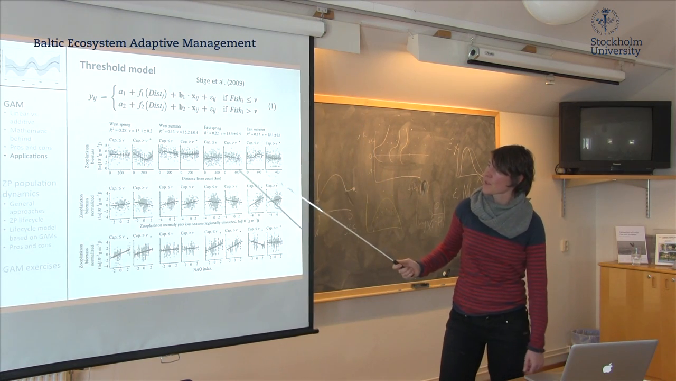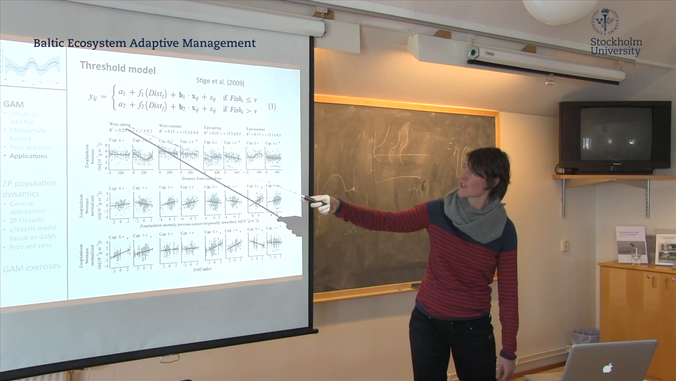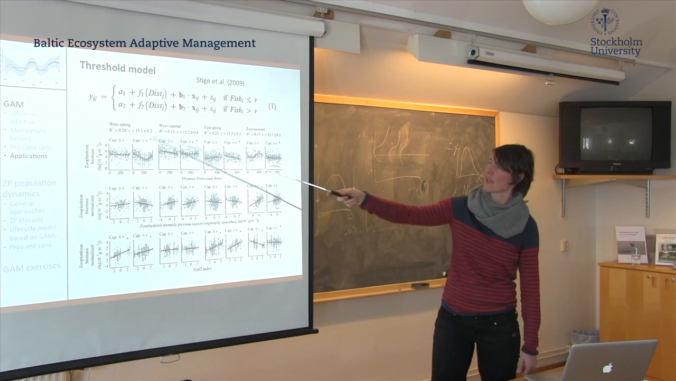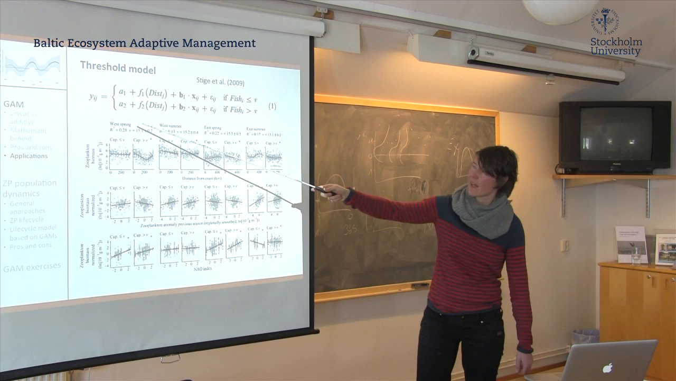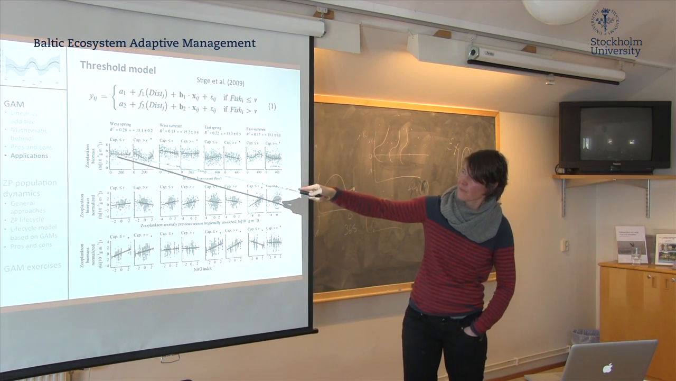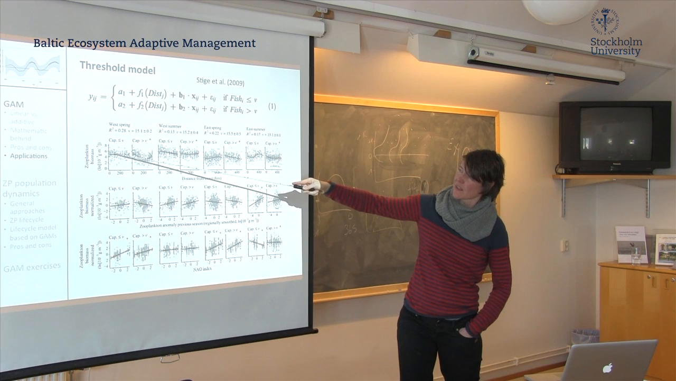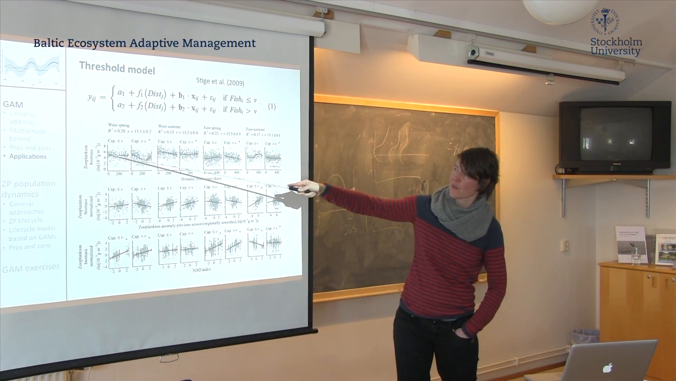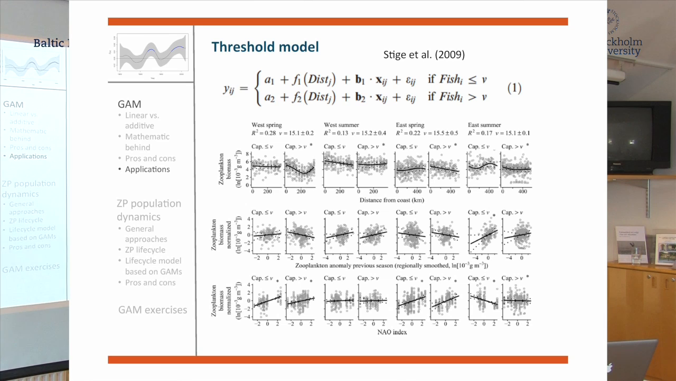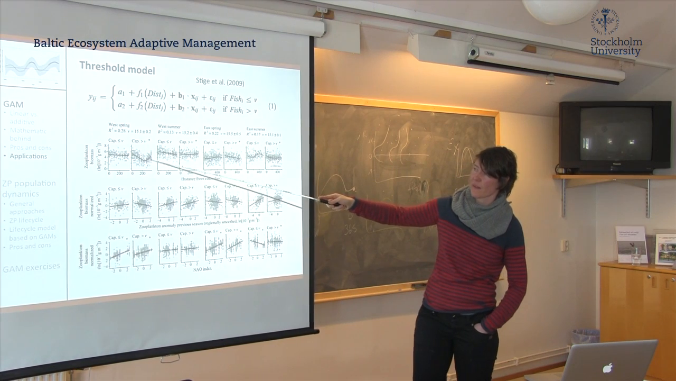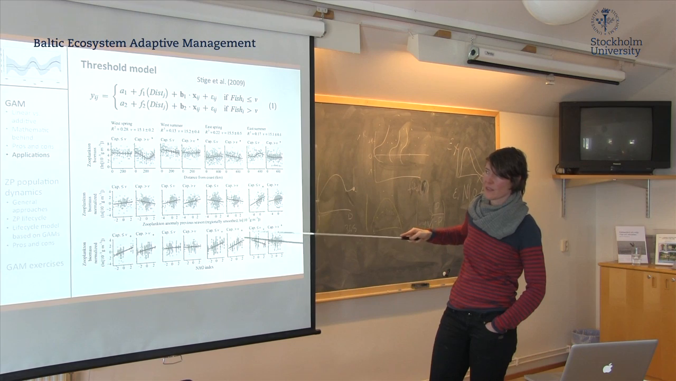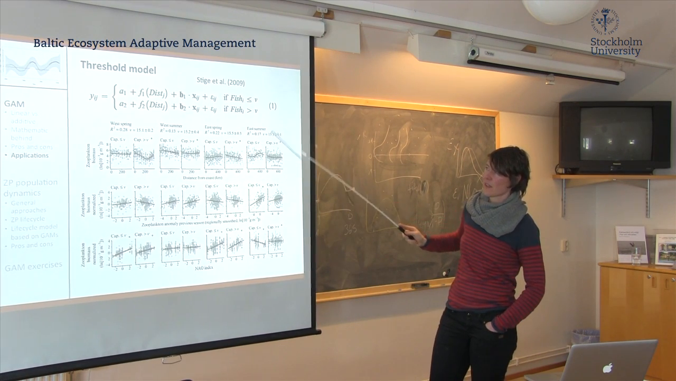And then, for example, you would get an outcome at different stations. This is in the west and east, in spring and summer. Let's look only at this plot. In the west area in spring, the zooplankton biomass does not increase with the distance to the coast if the capelin abundance is low. There is no effect of distance. But if capelin abundance becomes high, you get an effect of the distance, which is first decreasing and then increasing. And then you can do this for all different kinds of station and season combinations.